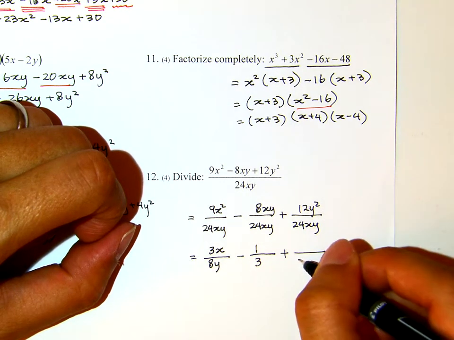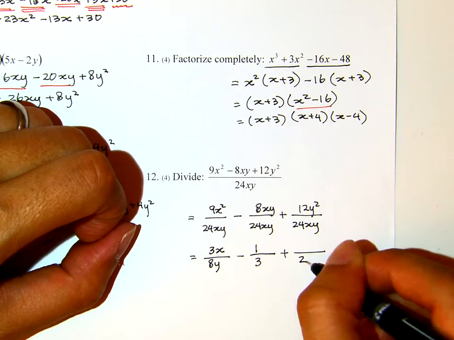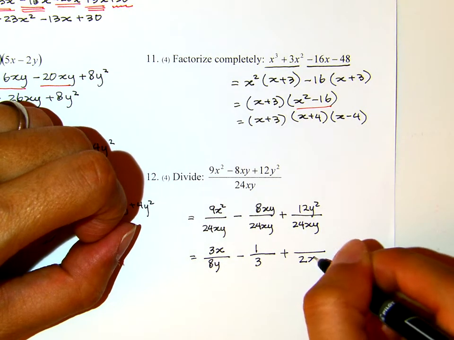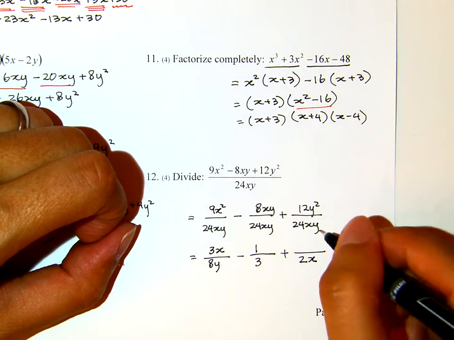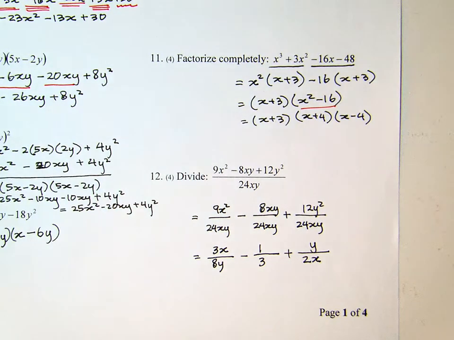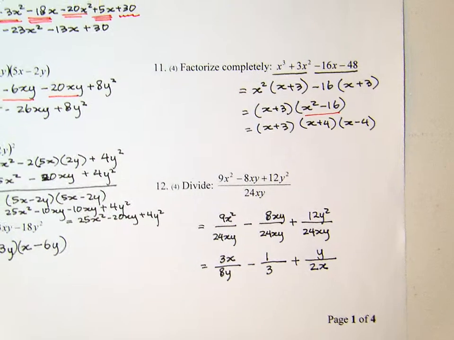12 and 24, I reduce by 12, that's 2 underneath. As for the x, it stays, and as for the y squared over y, I have y on the top there. Okay, now this is from Spring 2012, Math 115, Test 4, number 10, 11, and 12.